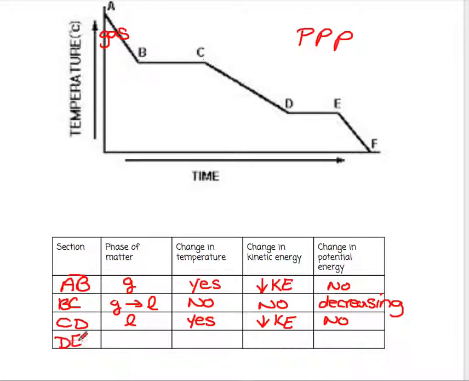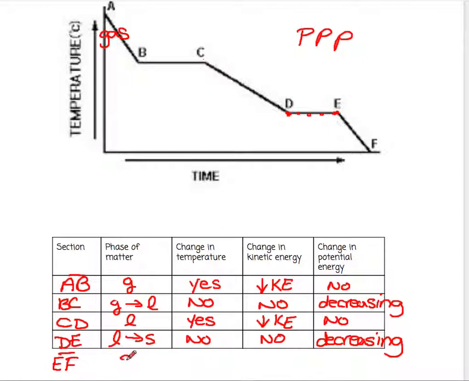Alright, DE. I'm doing this mostly for the phases. In phase DE, or right here between these two points, we have liquid becoming a solid. Is there a change in temperature? No. Look, if I read a temperature here, here, or here, follow it across, it will always be the same temperature. There's no change in temperature, there's no change in kinetic energy, and my potential energy is decreasing.